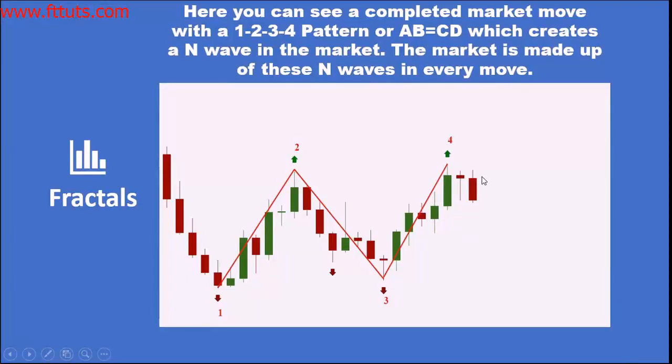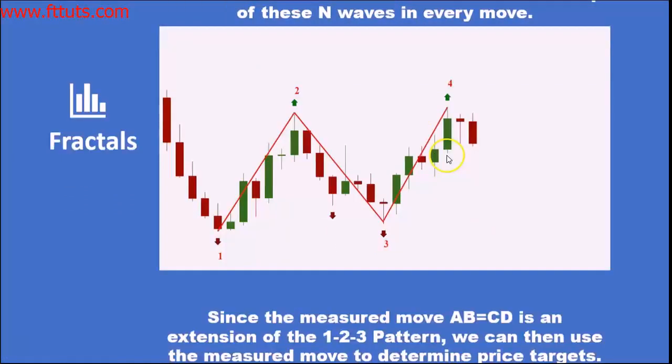So here you can see a completed market move with the 1, 2, 3, 4 pattern, or the AB equals CD, which creates the N wave in the market. The market is made up of all of these N waves in every move. A, B, C, D. You're going to see this through the whole market.